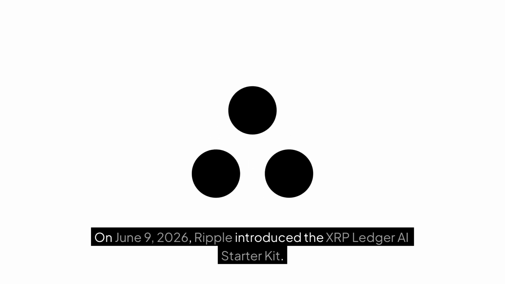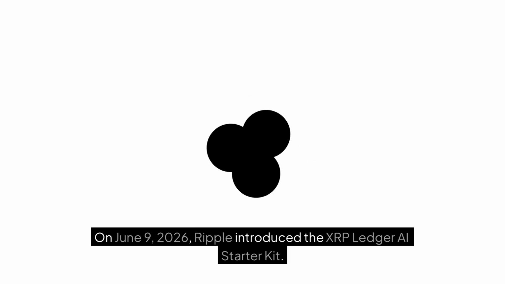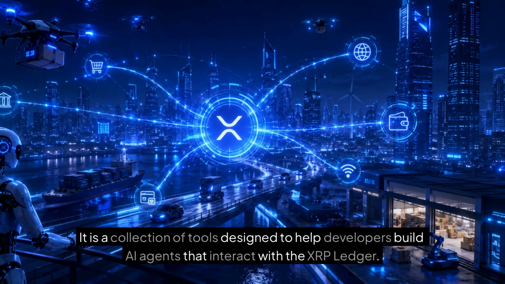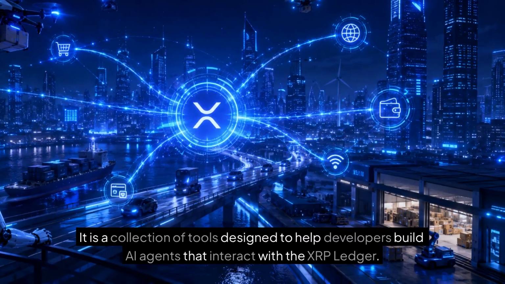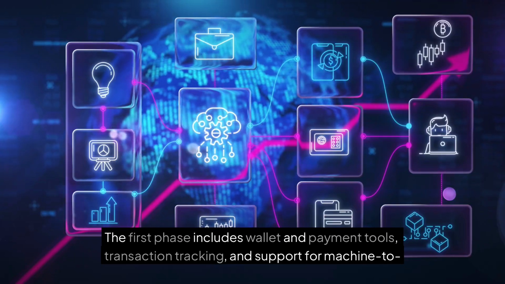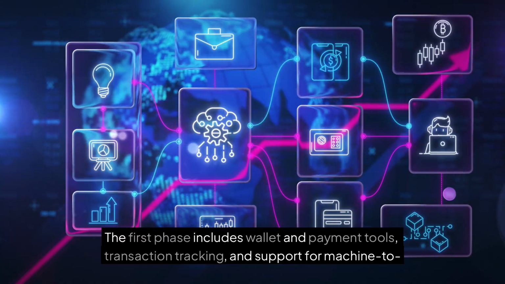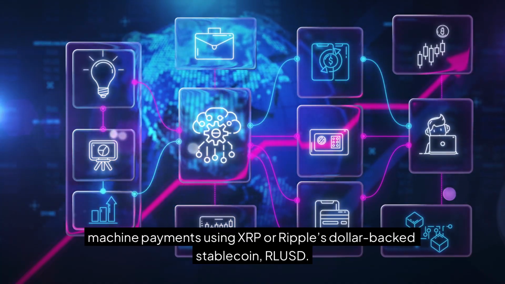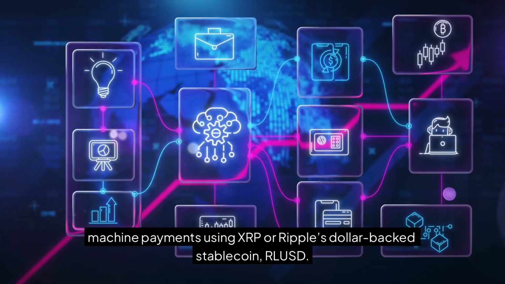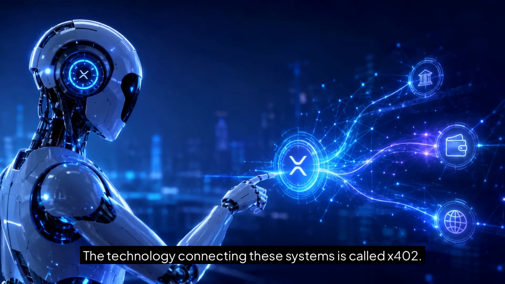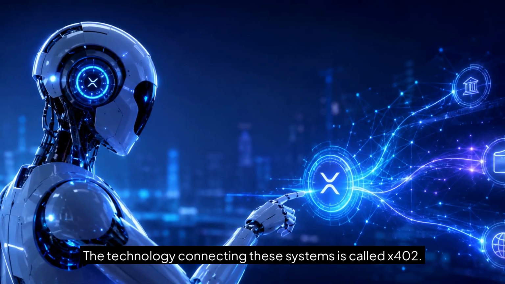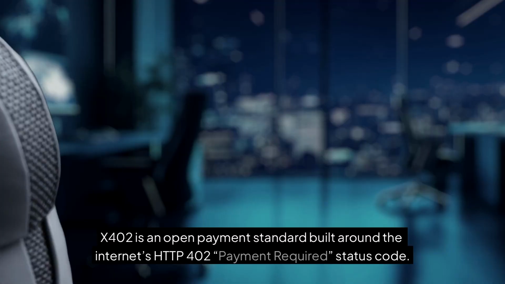On June 9, 2026, Ripple introduced the XRP Ledger AI Starter Kit. It is a collection of tools designed to help developers build AI agents that interact with the XRP Ledger. The first phase includes wallet and payment tools, transaction tracking, and support for machine-to-machine payments using XRP or Ripple's dollar-backed stablecoin, RLUSD. The technology connecting these systems is called X402.